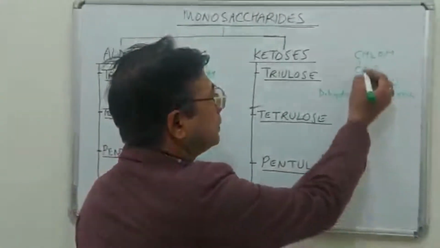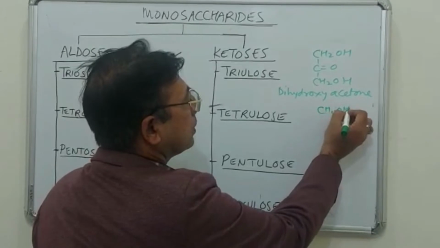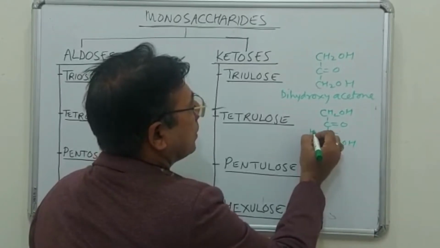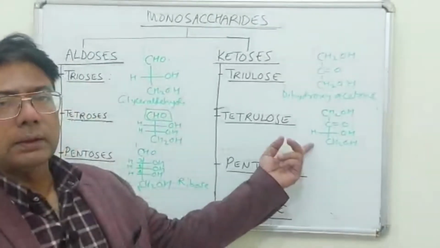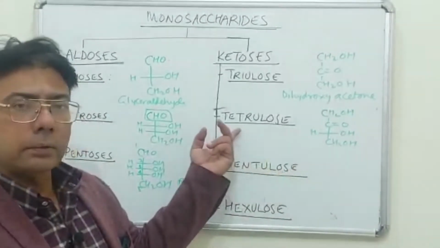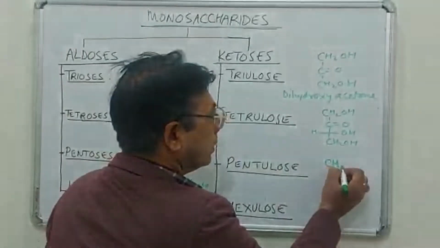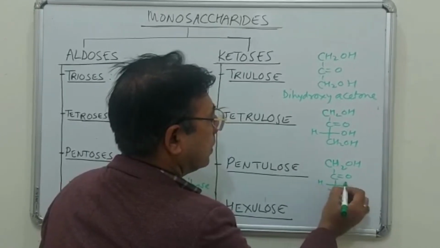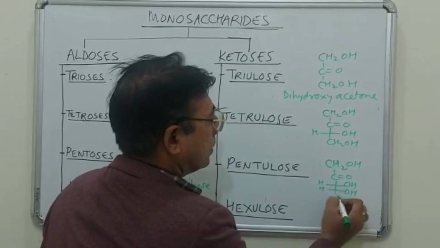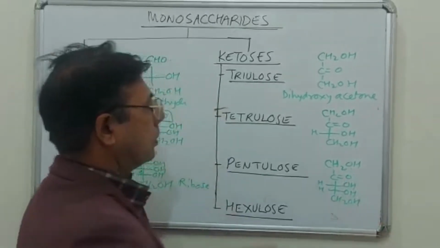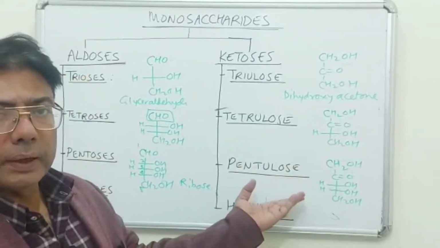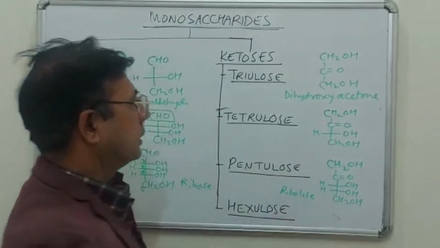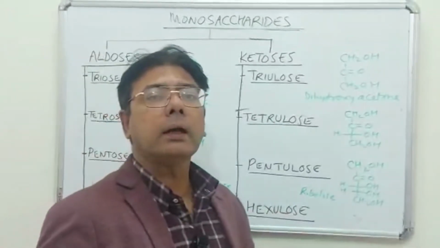Similarly, in the triulose, if we add one more carbon atom, then we get something like this. So this is a 4-carbon ketose, that is tetrulose. By adding one more carbon, we get a 5-carbon ketose, that is pentulose. Here you see ribulose. This sugar is ribulose. By adding more carbon atoms, we can get higher orders of monosaccharide.